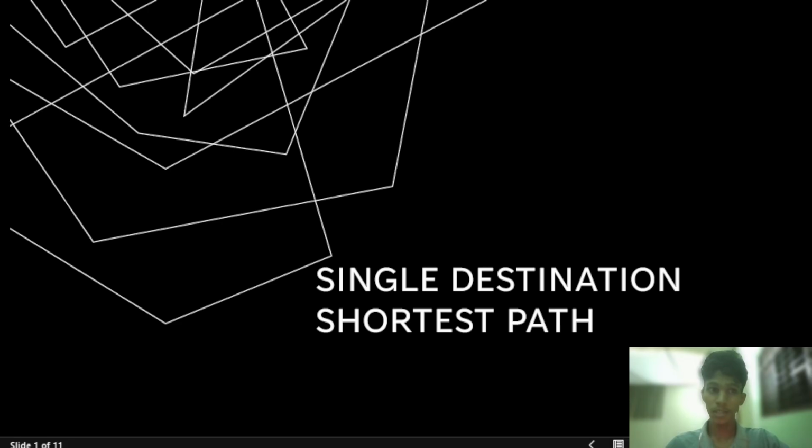Shortest path algorithms are one of the most important topics in graph theory and computer science. They help us find the most efficient route between locations, whether it is for navigation, networking, or delivery services. In this presentation, I'll explain what the single destination shortest path problem is, where it is used, the main algorithms that solve it, and a simple example to help understand how it works. So let's get started.